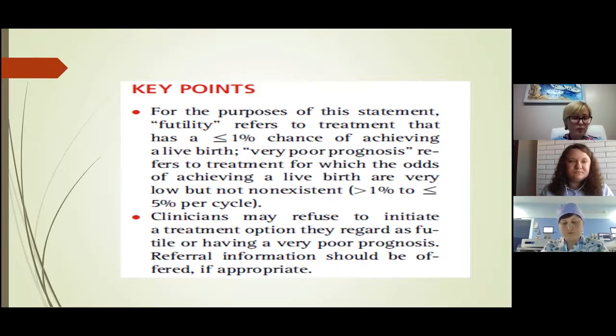And in some situations, if we have advanced maternal age like 44, 45 years old and very low ovarian reserve, a very low AMH level like 0.0 something, in this case we will have this kind of prognosis, less than 1%, and it is necessary to discuss different options like egg donation, for example.